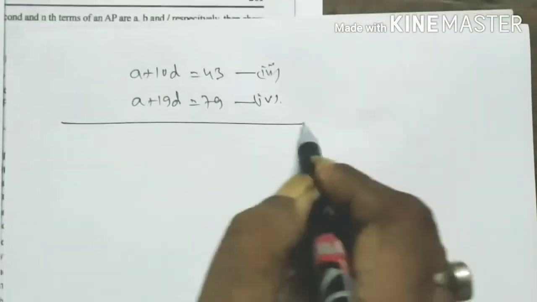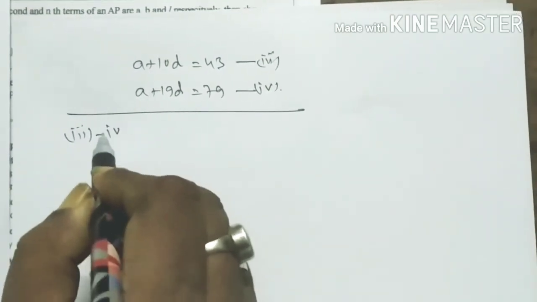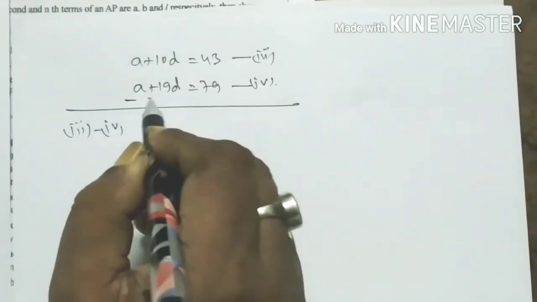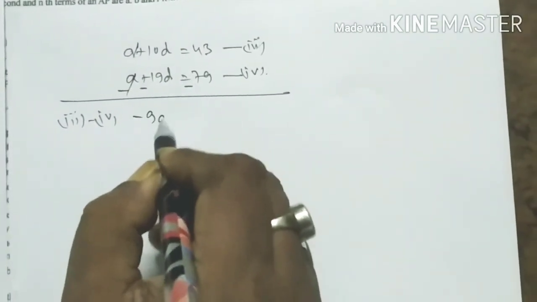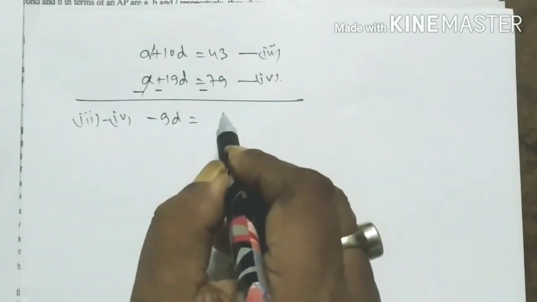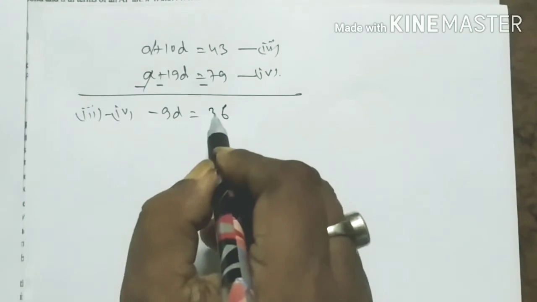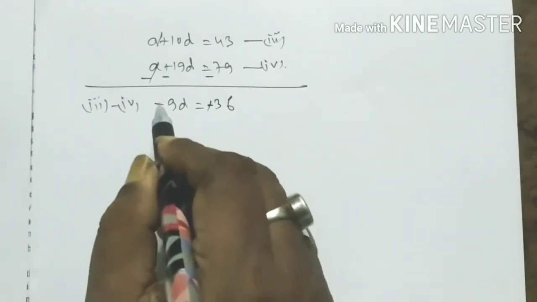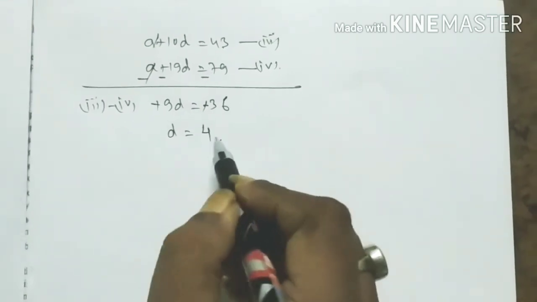Now I subtract 3 minus 4. When I subtract 3 minus 4, the signs change and the a's cancel out. Minus 9d is equal to 43 minus 79, that is minus 36, and the minus signs cancel out, so d is equal to 36 divided by 9, which is 4.